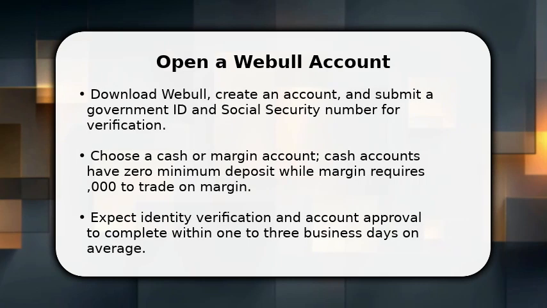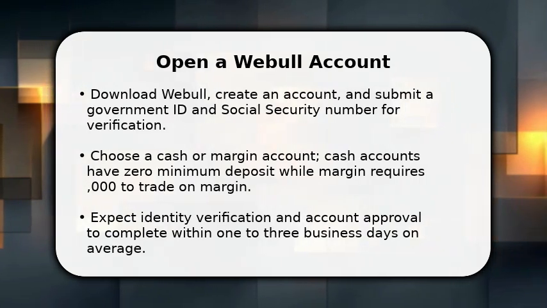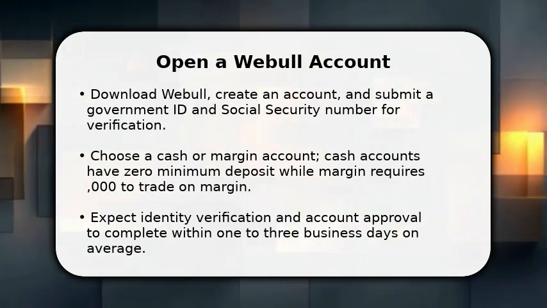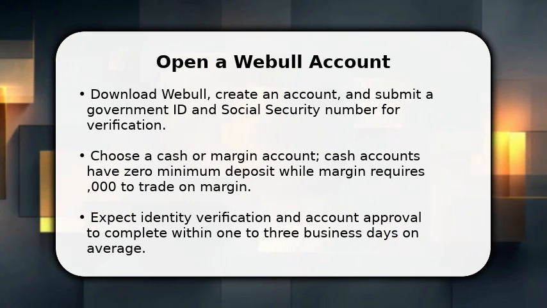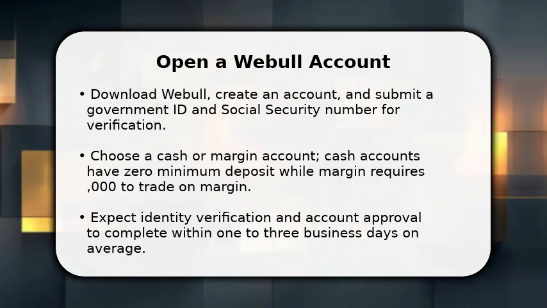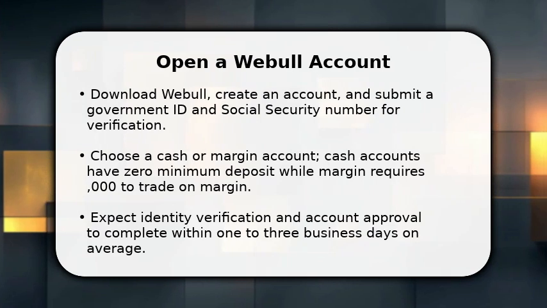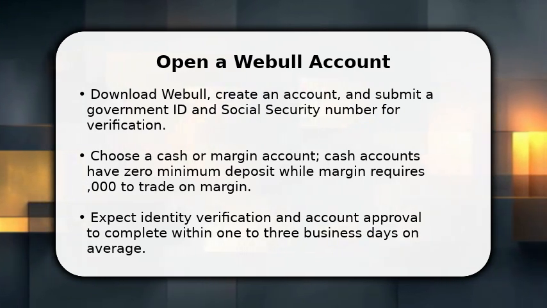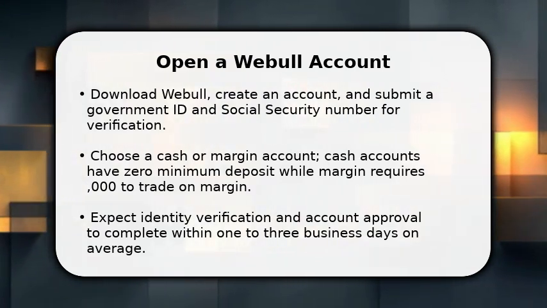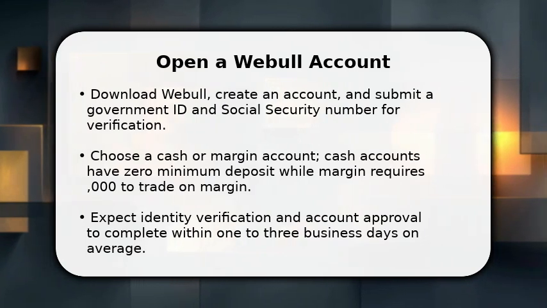Download the Webull app or visit Webull. And start by creating a username, email, and strong password. You must submit a government ID, full legal name, date of birth, and your social security number for identity verification and tax reporting. Expect approval in 1 to 3 business days.